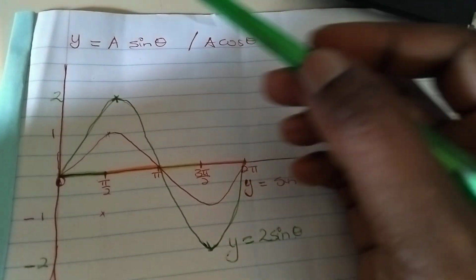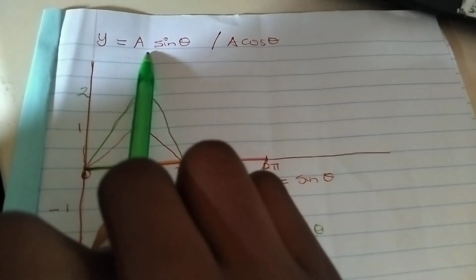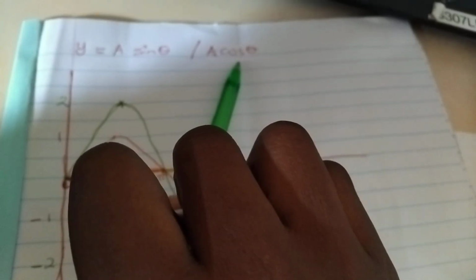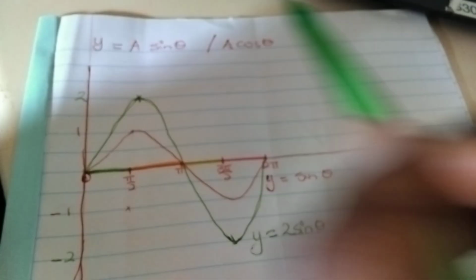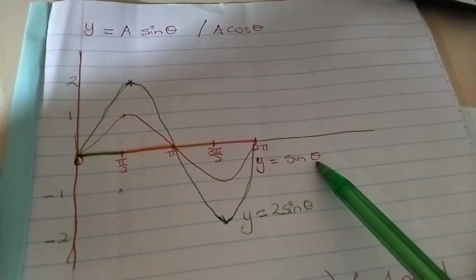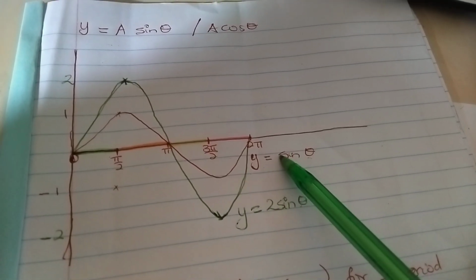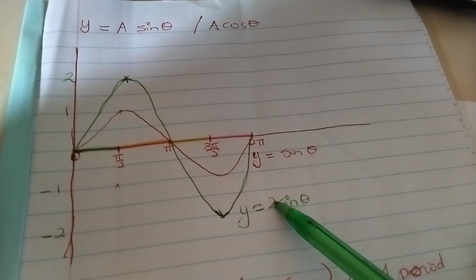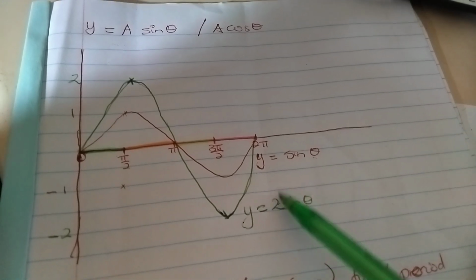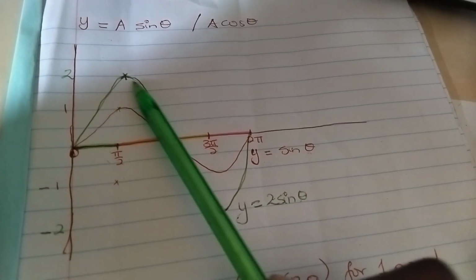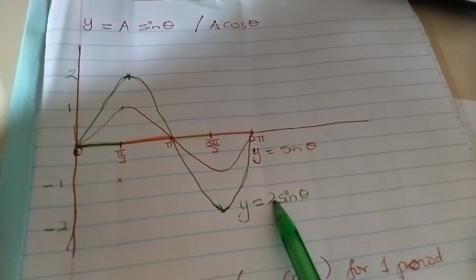Yes, guys, so here we were supposed to draw the graphs of y is equal to a sine theta or a cos theta to see how a affects the original graph of y is equal to sine theta. So we are able to see in class that when a is positive and greater than 1, it's an enlargement. So instead of your amplitude being 1, your amplitude is now 2, because here we have a equal to 2.